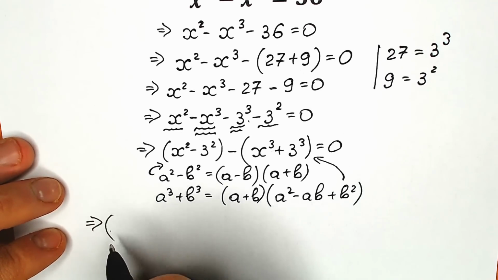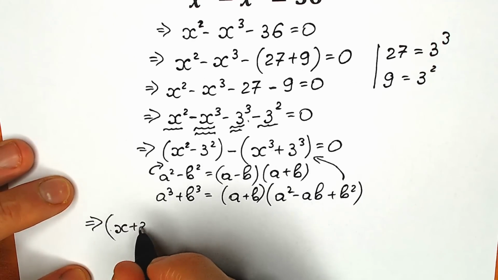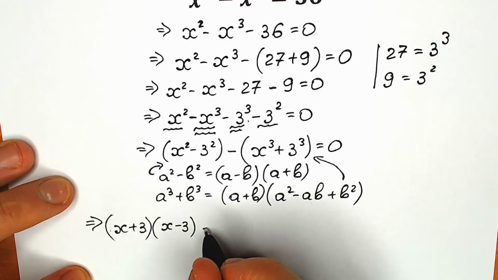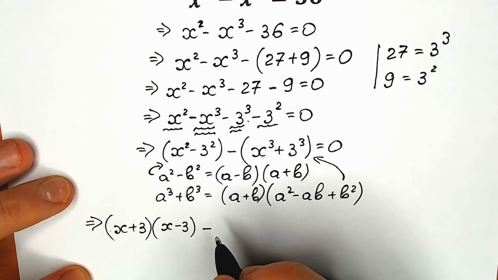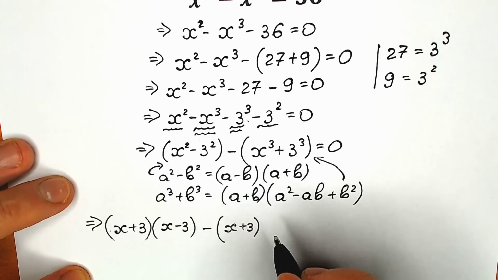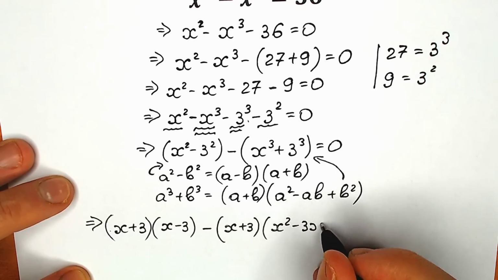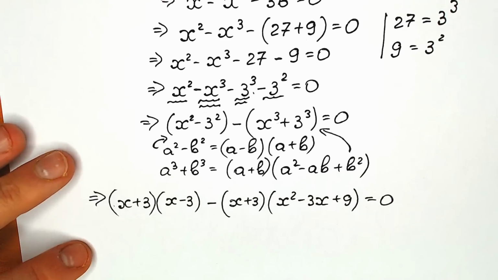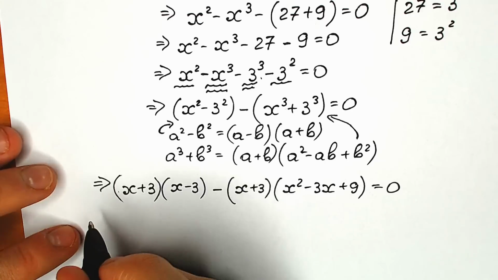Okay, first of all, a minus b, a plus b, so we have x plus 3 or x minus 3, doesn't matter, x plus 3 times x minus 3, and the next thing we have minus these parentheses. All right, so we are talking about x plus 3 times x squared minus 3x plus 9 equal to 0. All right, so as you can see, we could write our expression according to both of these formulas.